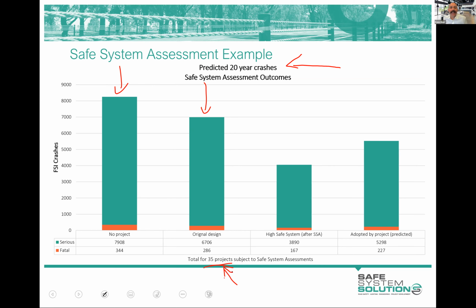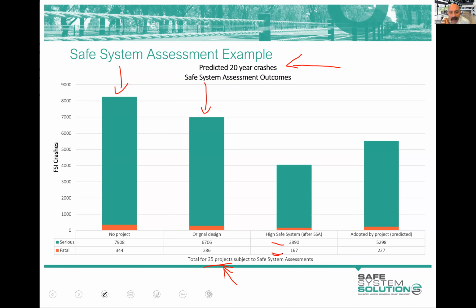Then we see the safe system assessment happen. It's gone through the process, given information back to the project designers, project managers, project teams, right? And what they did is they said, all right, let's have a look at those reports and those recommendations that came out of it. And if the project teams took on these recommendations, what would we see? And that went down there to 3,800 or 3,900 serious injuries and 167 fatalities.